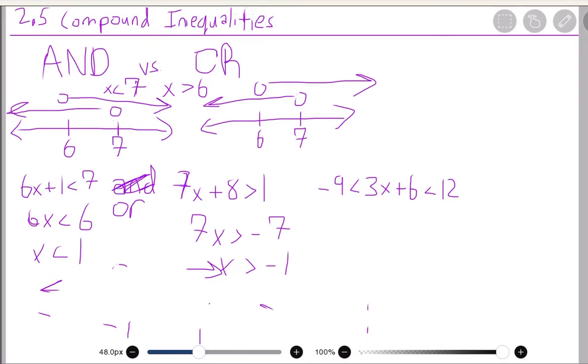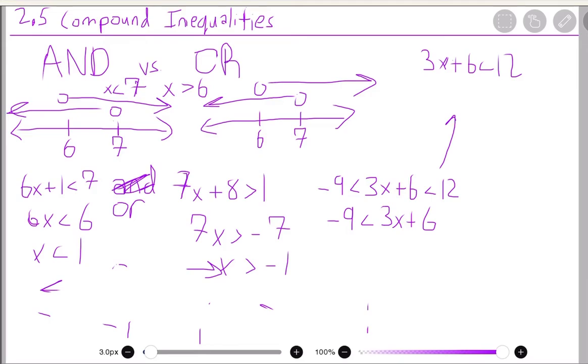Okay, now we can look at this next problem. It looks a bit more confusing, but it's really not. Since there's two signs, but there's three values, we're going to split the inequality into two parts. We're going to do negative 9 is less than 3x plus 6 as one inequality, and then 3x plus 6 is less than 12, and split that up into two inequalities, and then find the "and" of both of them.